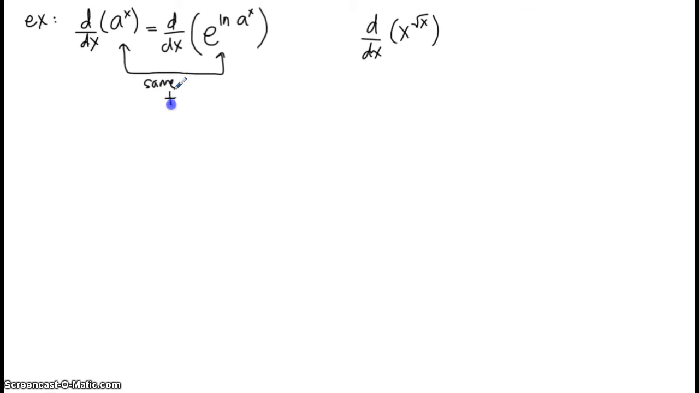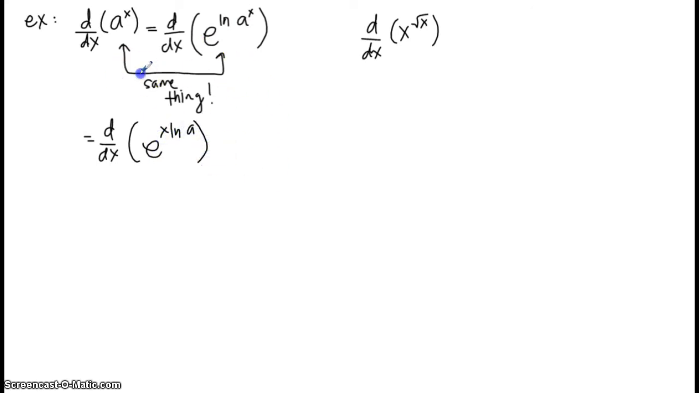These two are the same thing, right? Because the e and the natural log will cancel and you're just going to be left with a to the x. But why does that help us? Well, I'm going to rewrite it one more time. I'm going to bring this exponent down to the same level as the natural log of x. So I get x natural log of a.